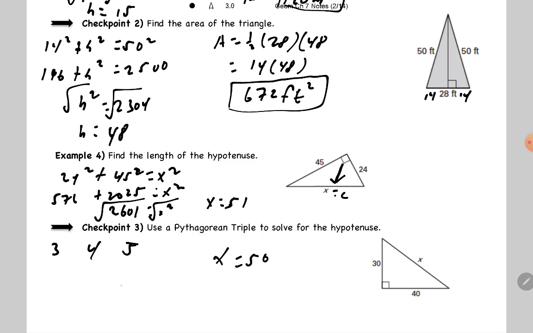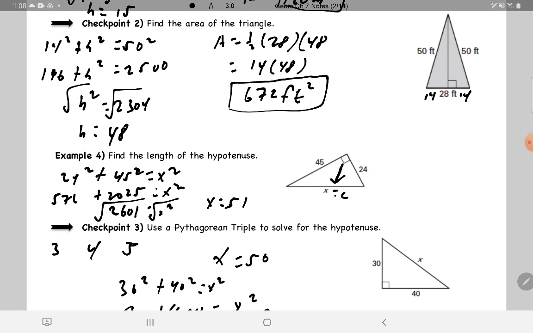But if we want to be sure, 30 squared plus 40 squared equals x squared. 900 plus 1600 equals x squared. 2500 equals x squared. Take the square root, and you'll get 50.